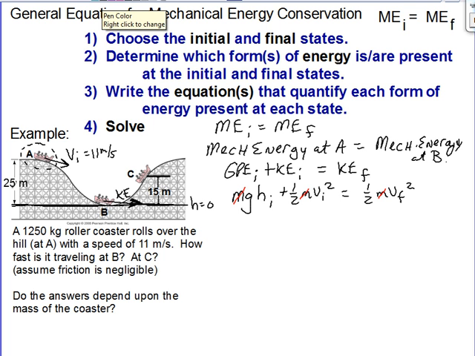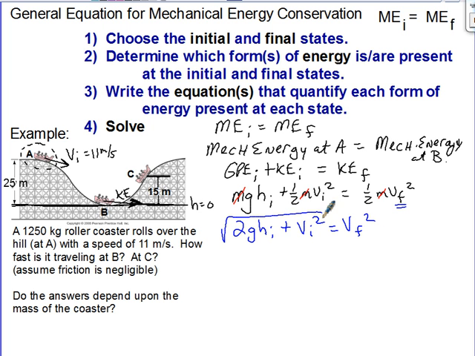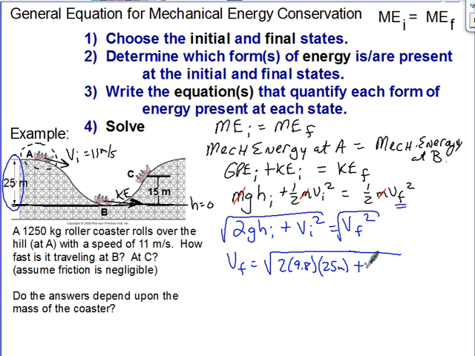I'm looking for the final velocity, so that final velocity is right over here. I'm going to multiply both sides by 2, so 2g h initial plus v initial squared is equal to v final squared, and then of course I'm just going to take the square root. And I see that v final, the velocity at the bottom of that hill, is just the square root of 2 times 9.8 times 25 meters. It looks like that was the change in height that was experienced during that fall. Plus they started at 11 meters per second, so that's going to be squared.